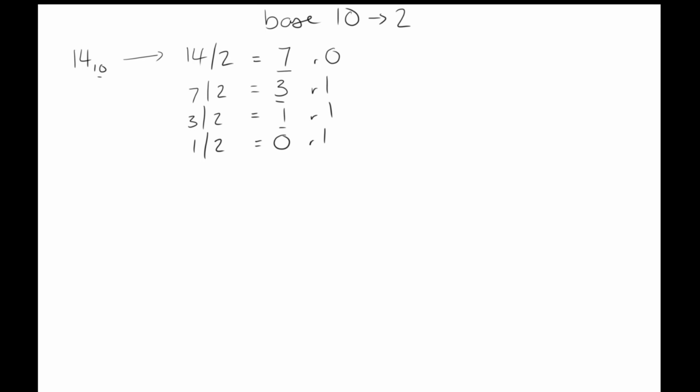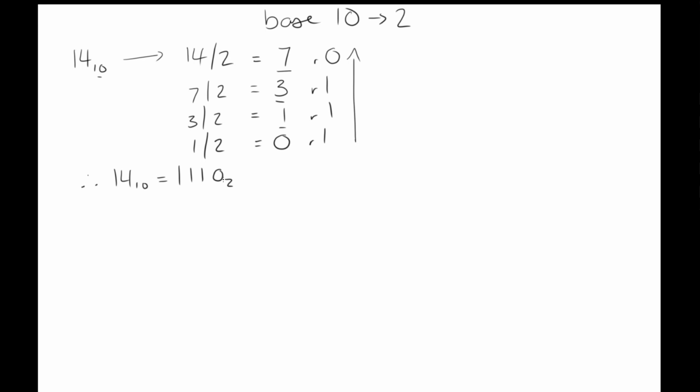Now, we don't read this top to bottom, we read this upside down, bottom to top. The way you write your answer is: therefore, 14 base 10 equals 1, 1, 1, 0 base 2. So that is 14 in decimal converted into binary.